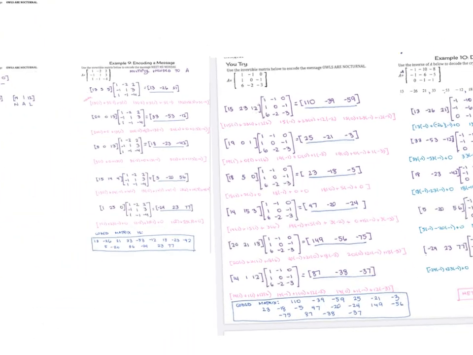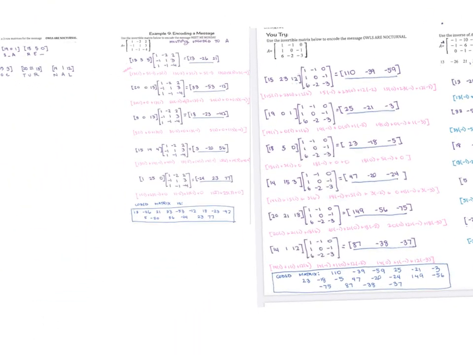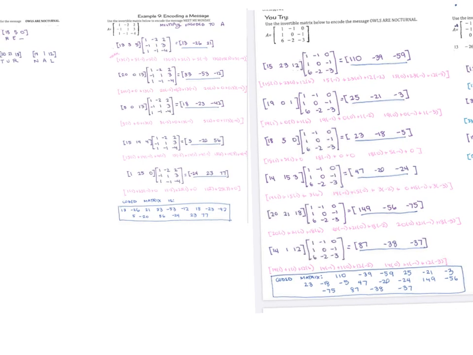If you tried it out, here is the work. And here's the coded matrix: 110, negative 39, negative 59, 25, negative 21, negative 3, 23, negative 18, negative 5, 47, negative 20, negative 24, 149, negative 56, negative 75, 87, negative 38, and negative 37.